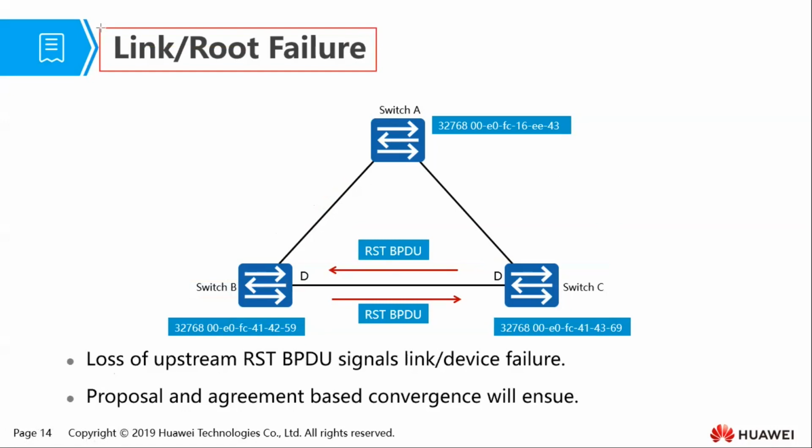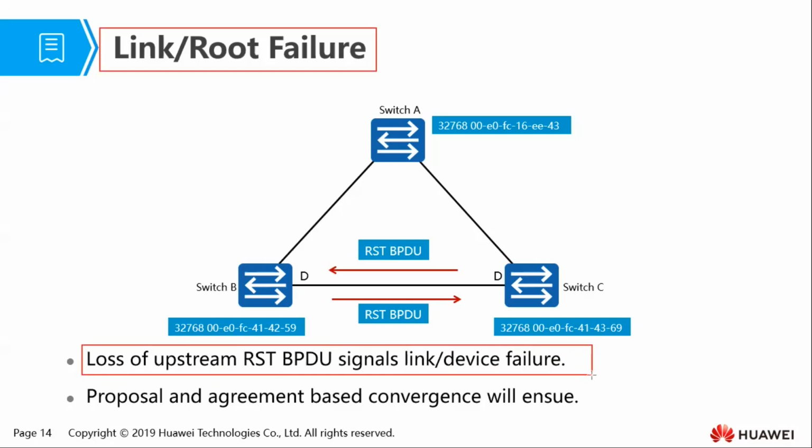So how does RSTP handle failure, whether it's a link failure or a root failure? Just like in STP, when you don't receive RSTP BPDUs from an uplink device, from an upstream device, then it means that we either have a link or a device failure.